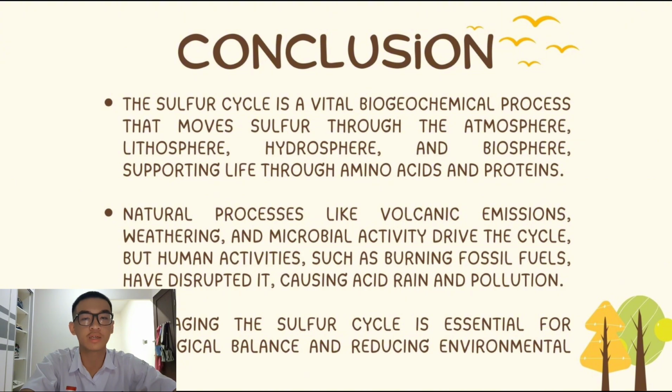So the conclusion is that the sulfur cycle is a vital biogeochemical process that moves sulfur through the atmosphere, lithosphere, hydrosphere, and biosphere, supporting life through amino acids and proteins. Natural processes like volcanic emissions, weathering, and microbial activity drive the cycle, but human activities such as burning fossil fuels have disrupted it, causing acid rain and pollution. Managing the sulfur cycle is essential for our ecological balance and reducing environmental harm.